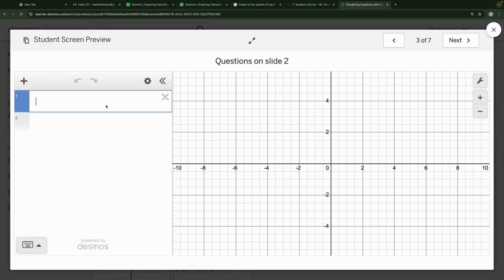The first question says we have 0.25x plus 7 equal to 4x minus 2. Now when you type it this way, it shows you directly what the answer is. When you click on this equation, the answer is 4. This is the normal Desmos calculator, that is why you can solve it this way.